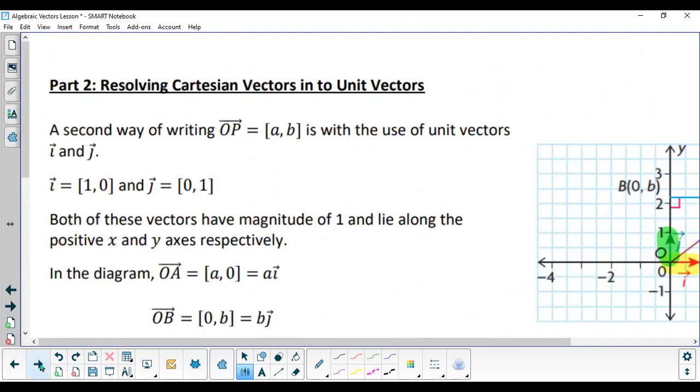Resolving Cartesian vectors into unit vectors. In MCR, did you tackle unit vectors before a little bit? Okay, so this might be a brand new concept for some of you. The most common unit vectors, so unit vectors we talk about in 2-dimensional as well as 3-dimensional space. So if you can copy down in your notes, the most common unit vectors and the ones that we're going to be dealing with in this unit is the unit vector I and the unit vector J.